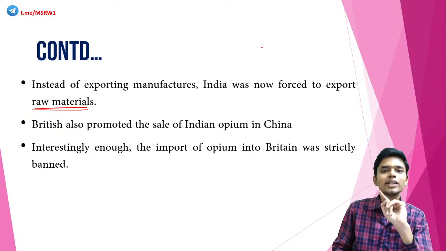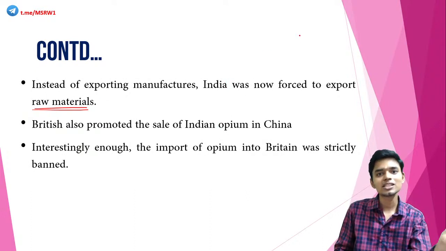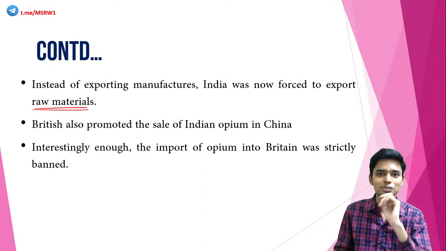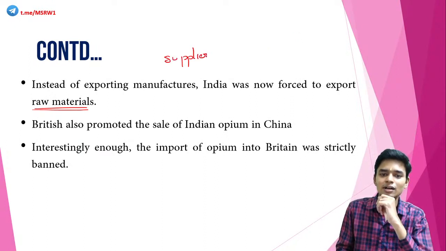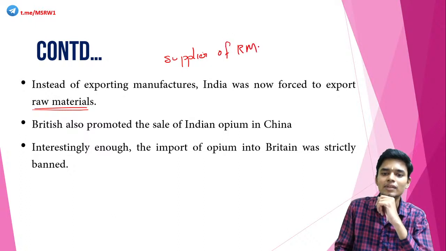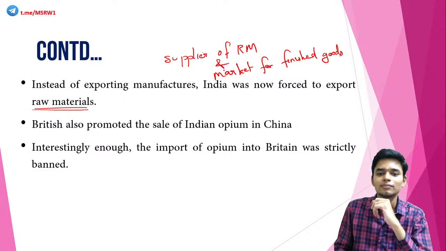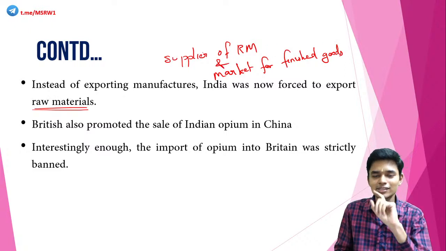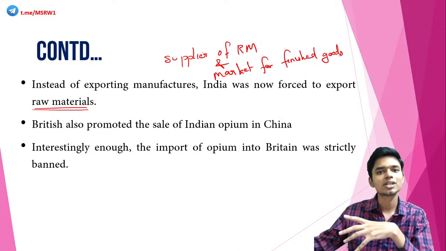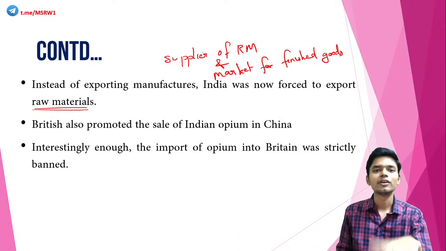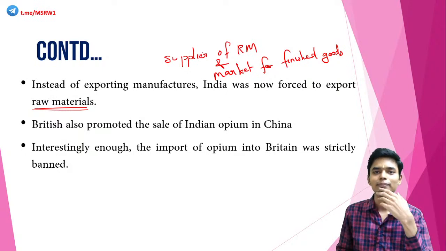So from India, raw materials will go to Britain, and from Britain, finished goods will come to India. This was the arrangement. So India is now basically a supplier of raw materials and a market for finished goods. This was the condition of India. India was a supplier of raw materials and a market for finished goods, which basically means a huge drain is happening not in favor of India, in favor of Britain.